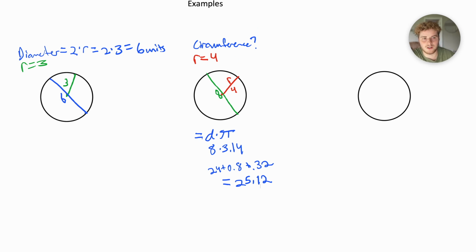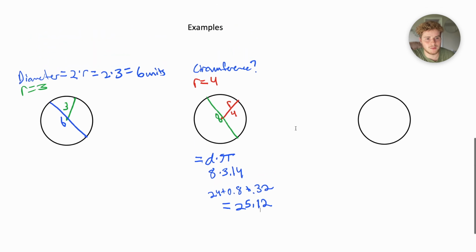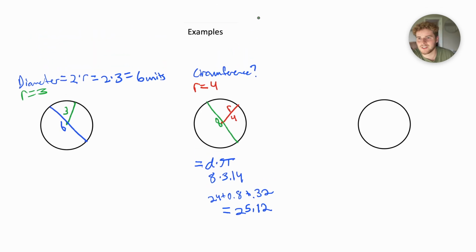Okay, so let's look at one more example here. Maybe get my face out of the way. There we go. Okay, and now let's see here. We're going to be looking for area. It's unknown. And let's say we're given a circle with a diameter of 10.